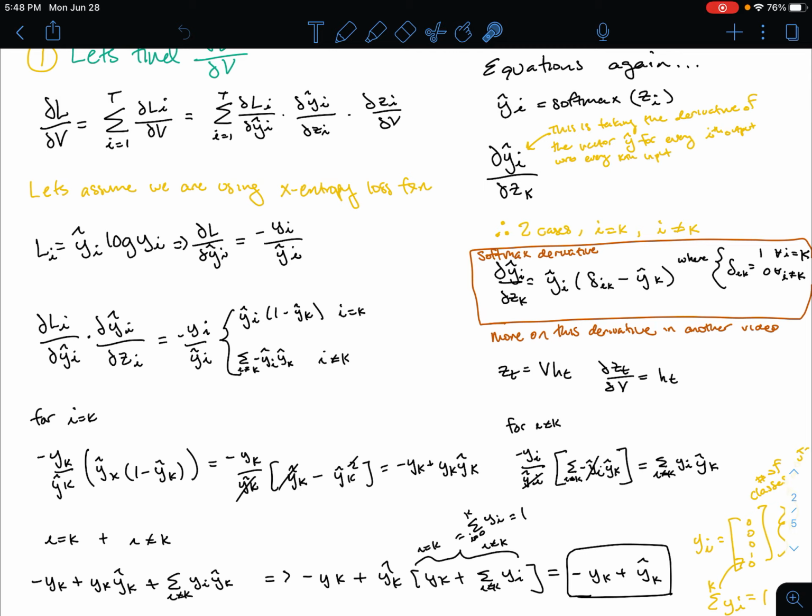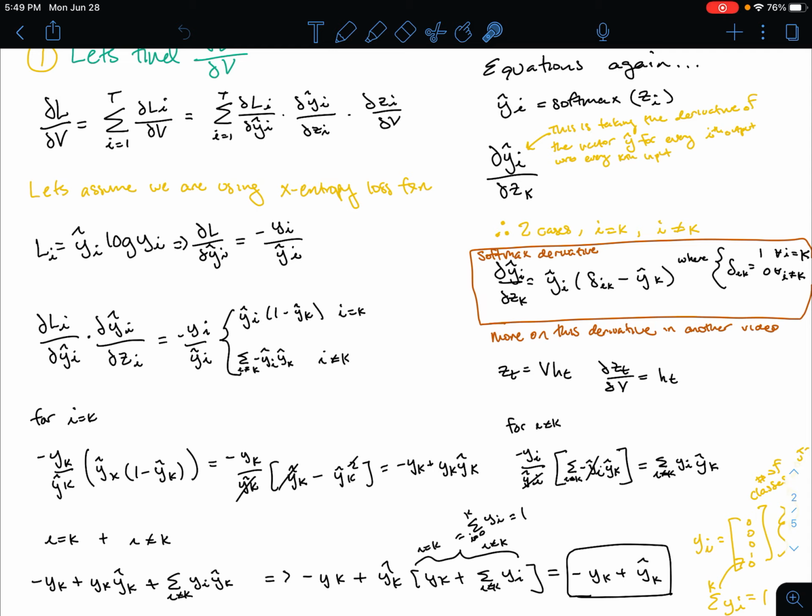Turns out you can cancel out these y hat k's and end up with just negative yk plus yk times y hat k. And then we'll move on to the case where i is not equal to k. In this case, we'll take this original expression from here and then multiply it by that summation right here of all the values where i is not equal to k. And it turns out you can cancel these two yi's, and after canceling, you get this nice, neat little summation here.